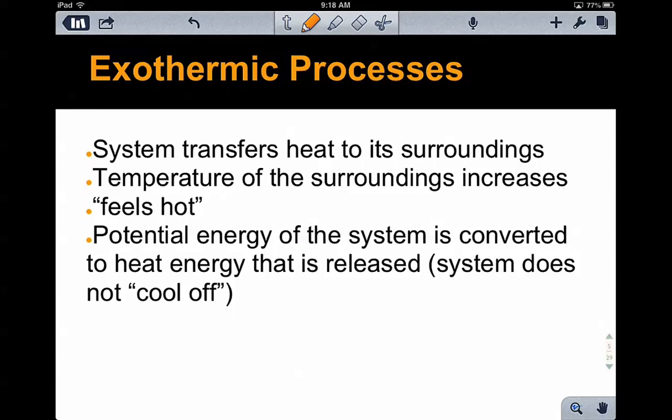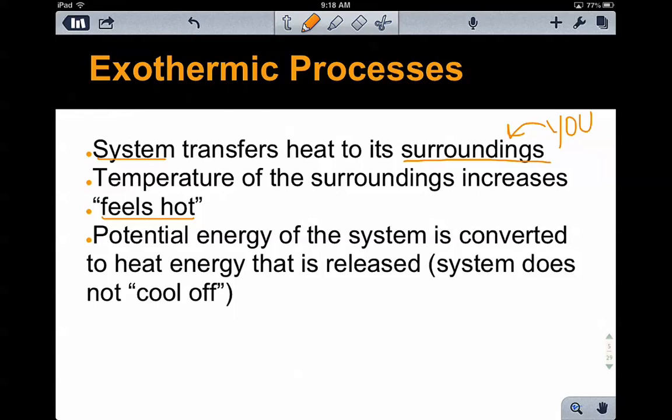So in an exothermic process, the system transfers heat to the surroundings. And so a lot of people will say that it feels hot, and that's because you are a part of the surroundings. You are not a part of the system, you are a part of the surroundings. And so because that heat is being transferred to the surroundings, you are receiving that heat. So to you, it feels hot.